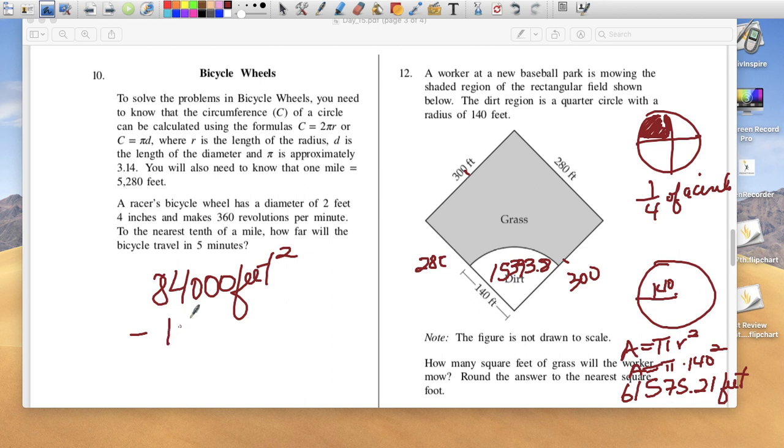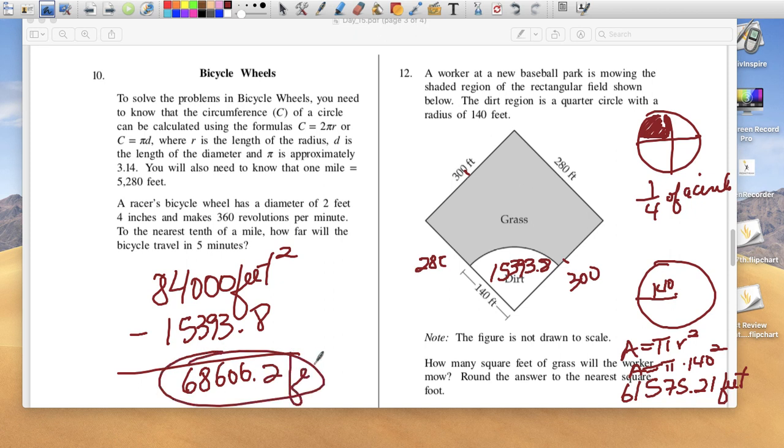So 84,000 minus 15,393.8, enter. The area left over for them to put seed is this many feet squared. So it's the area of the whole quadrilateral minus 1/4 of a circle.